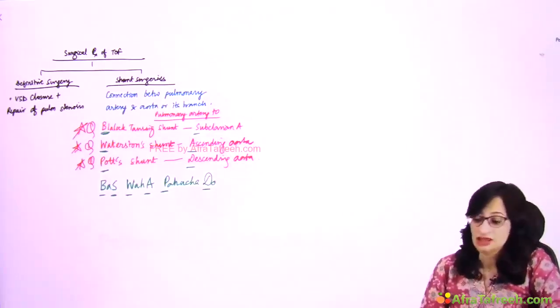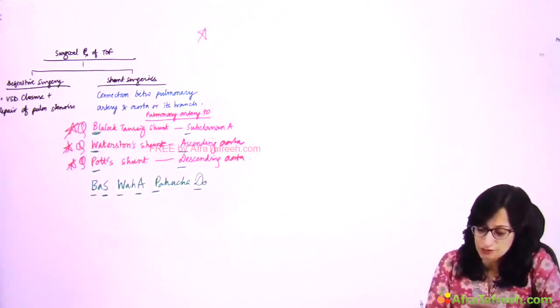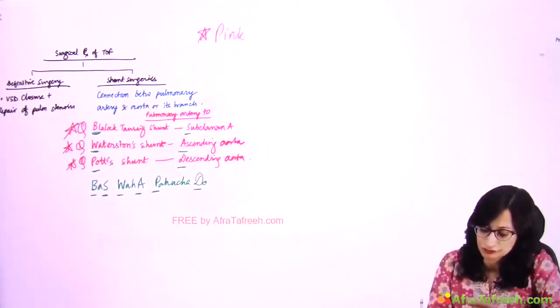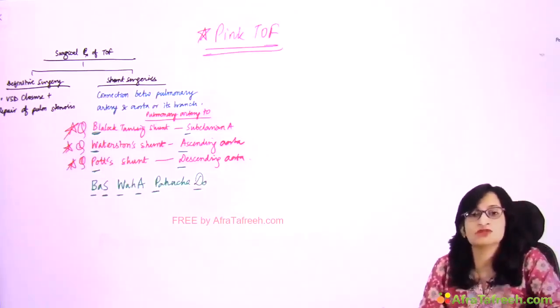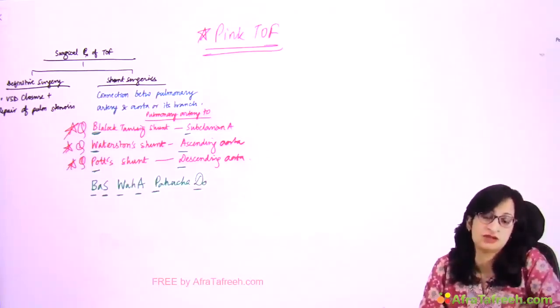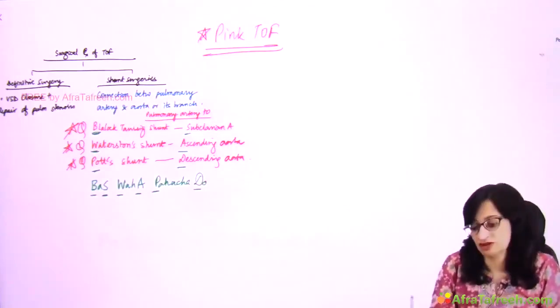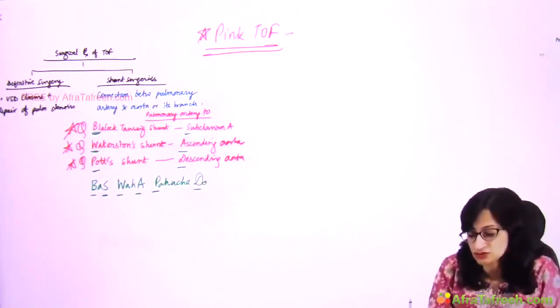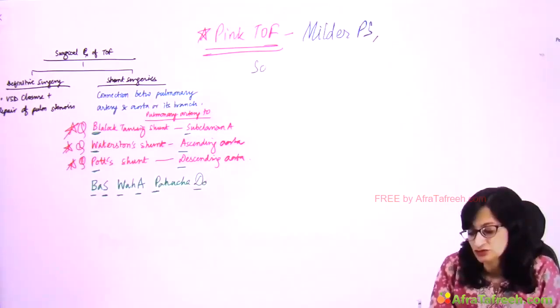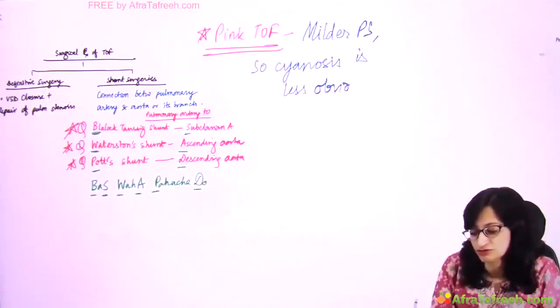Okay? And there is one terminology called pink Fallot or pink TOF. Pink TOF refers to babies with a milder variety, mild pulmonary stenosis, where the cyanosis may not appear very obvious. So, they may appear pink. So, that is pink Fallot. So, where the pulmonary stenosis is milder. Okay, so cyanosis is less obvious. So, that is pink TOF.